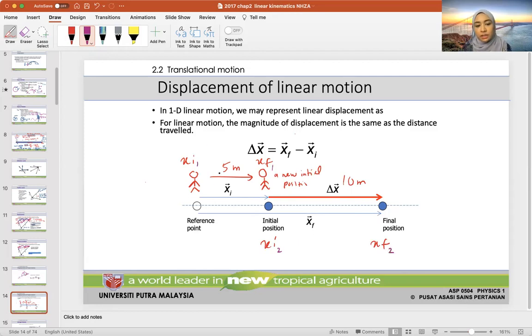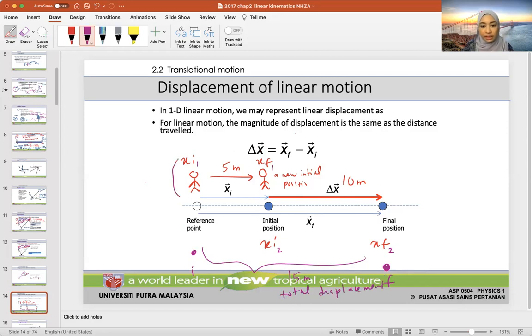So what is the displacement between XF1 and XI1? 5 meters. What is the displacement between XF2 and XI2? 10 meters. What is the total displacement? 15. So you can have it in sections is what I'm trying to say here. You can have your displacement in sections, which means that you will have several initial positions and also several final positions. But when you talk about total displacement, it should be the most final point and the reference point. So this is the final and this is the initial for a total displacement. Okay.